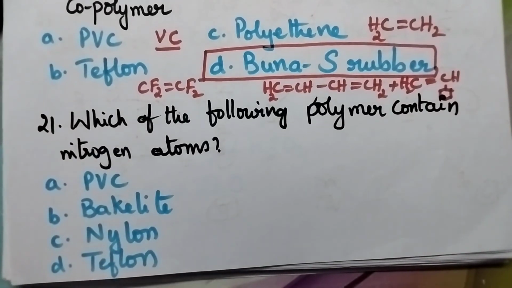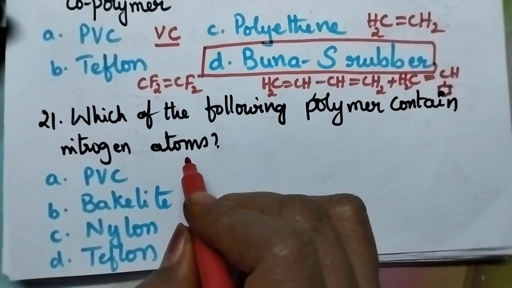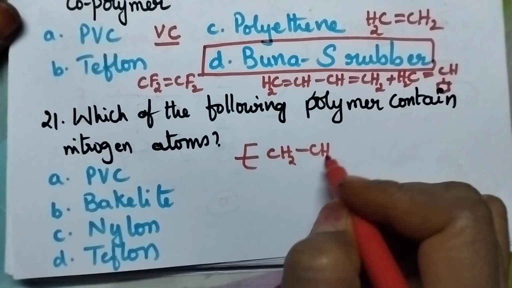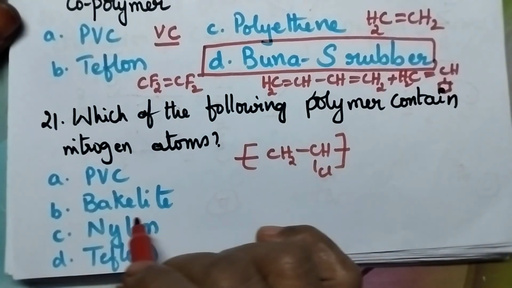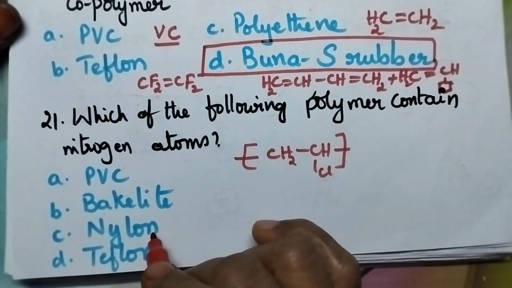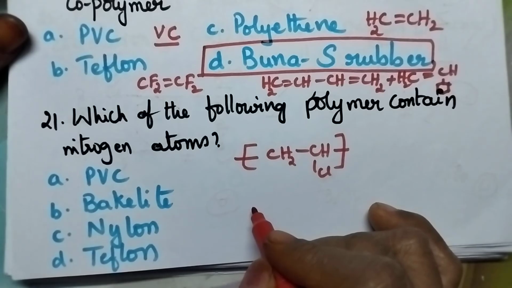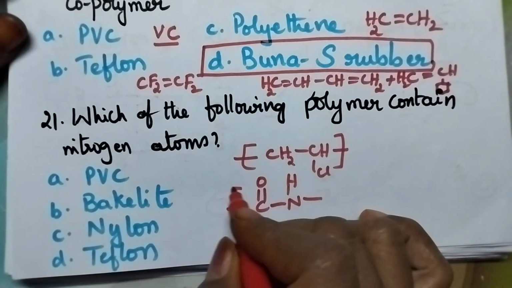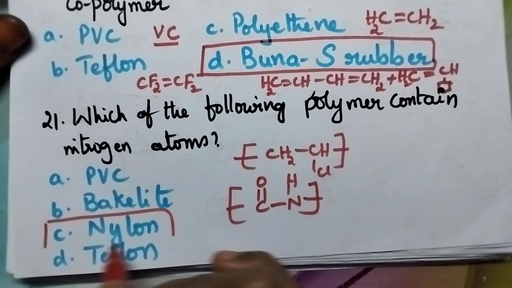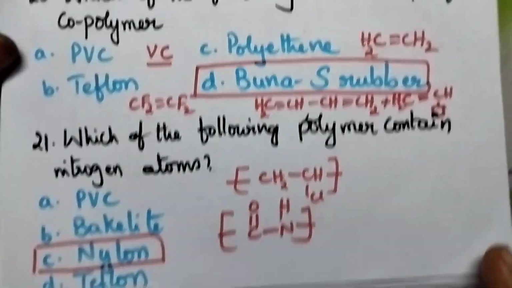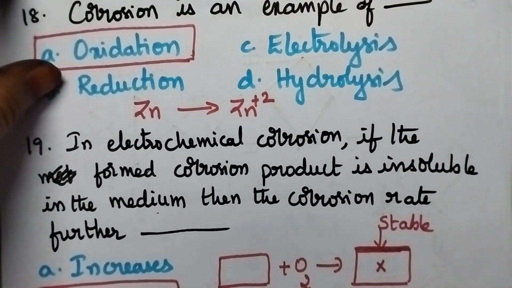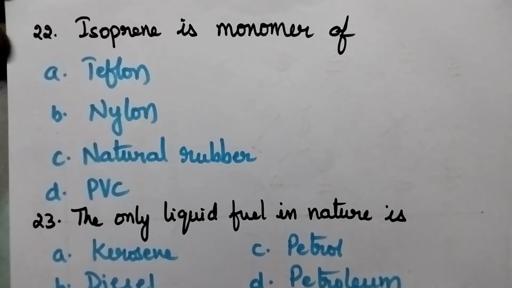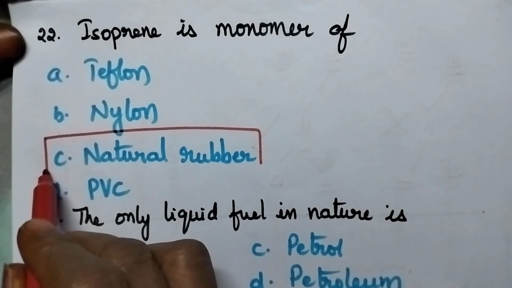Which of the following polymers contain nitrogen atoms? When we consider PVC, it consists of carbon atoms only. Bakelite also contains carbon atoms. Coming to the nylon, which is obtained by the polymerization of caprolactam, it contains nitrogen atom. So here option C, nylon, is the right answer. Isoprene is the monomer of natural rubber.